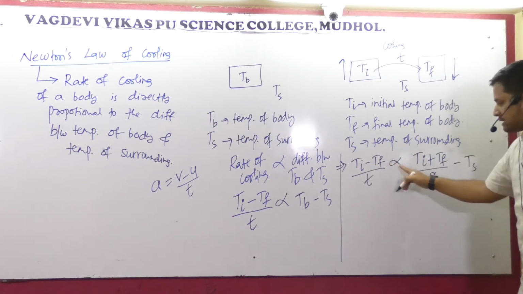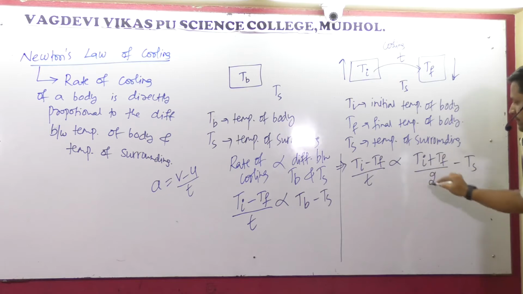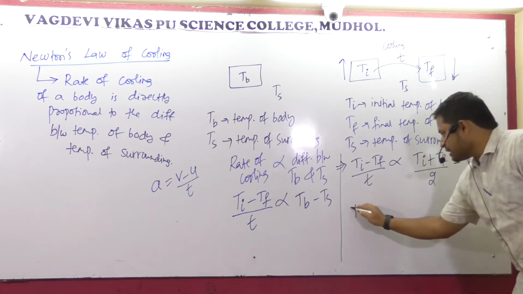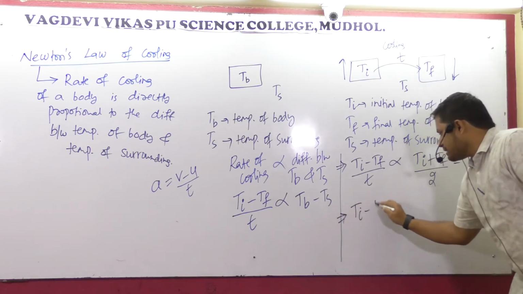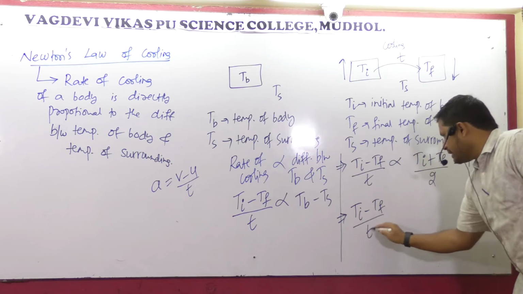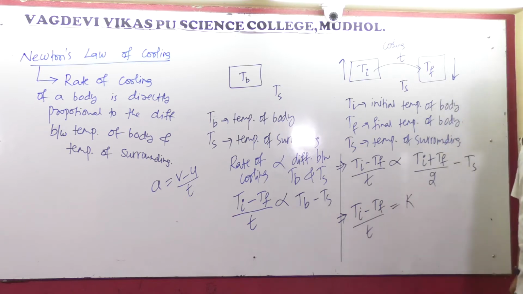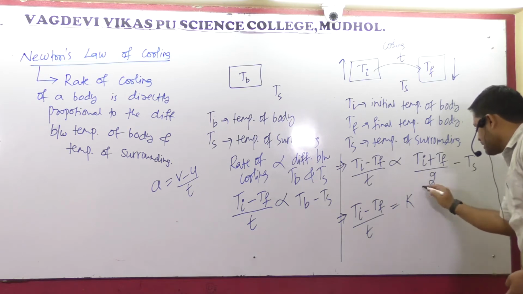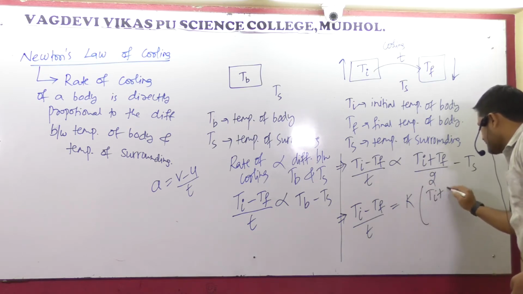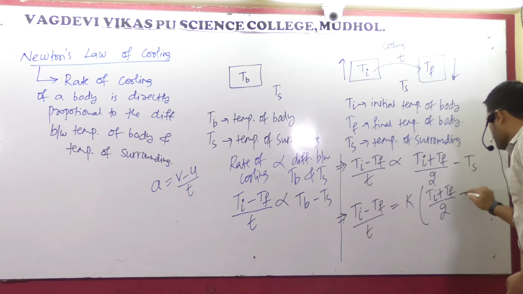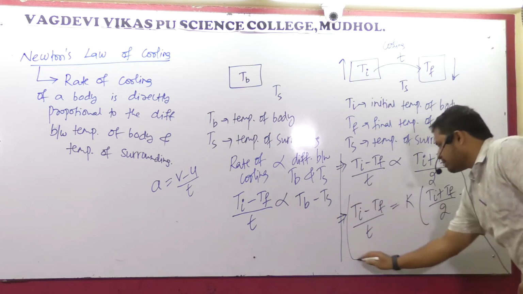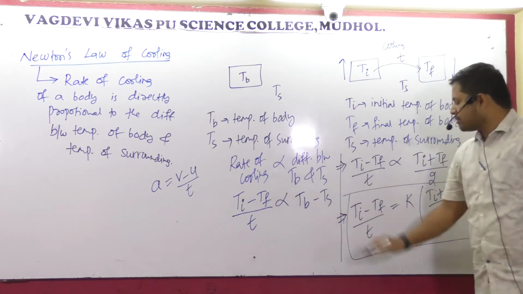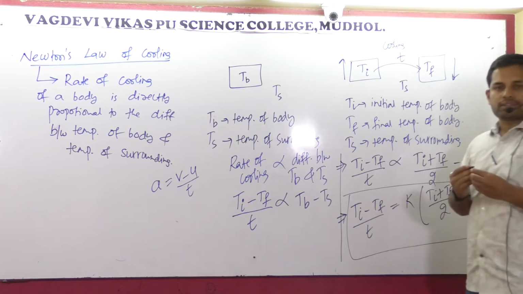time taken, is directly proportional to the temperature of the body. Instead of Tb, I am writing Ti plus Tf divided by 2 minus Ts. So it becomes Ti minus Tf divided by T is equal to K. I am using some constant K here, so K bracket Ti plus Tf divided by 2 minus Ts. Very important formula. By using this formula only we are going to solve a lot of numericals.